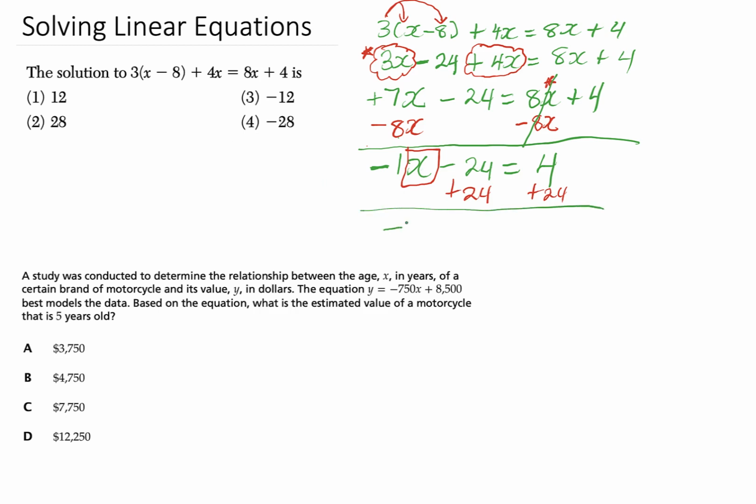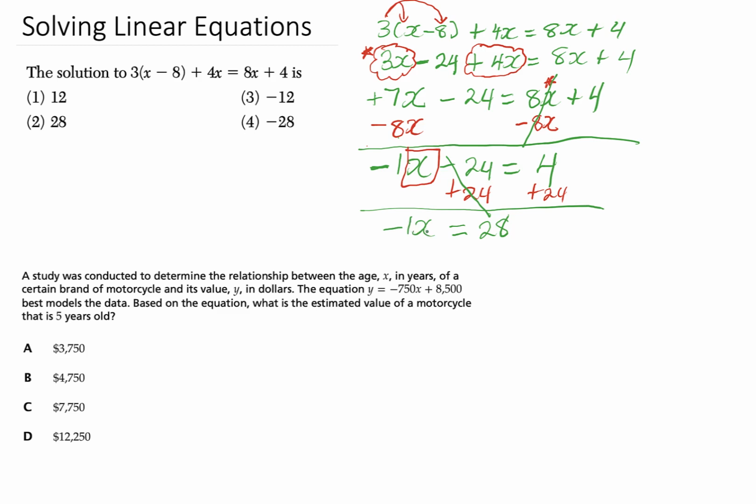You're going to bring down the negative 1x. This is eliminated, equals, this is nice over here, they're all positive. 4 plus 24 is 28. Now again, your variable must be positive. So you want a positive 1x, not a negative. So we're not finished. We need to get rid of this negative 1.